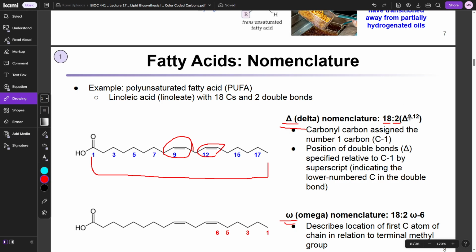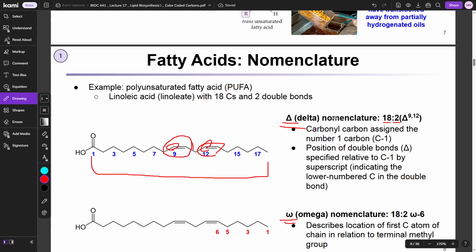So where are the double bonds? So we put delta 9, 12. So it's on carbon 9 and carbon 12. So that's what it is. So 18:2 with parentheses delta 9, 12 means we have a fatty acid that is 18 carbons long with 2 double bonds. And those 2 double bonds are on 9 and 12.